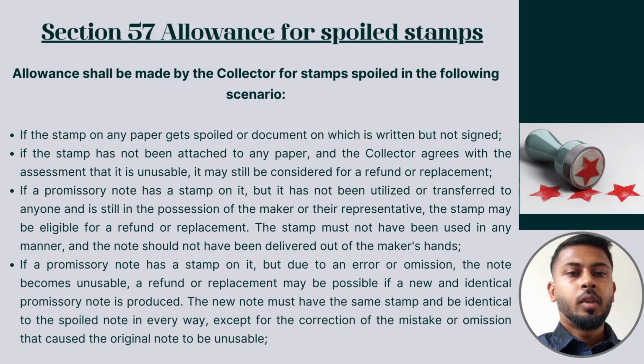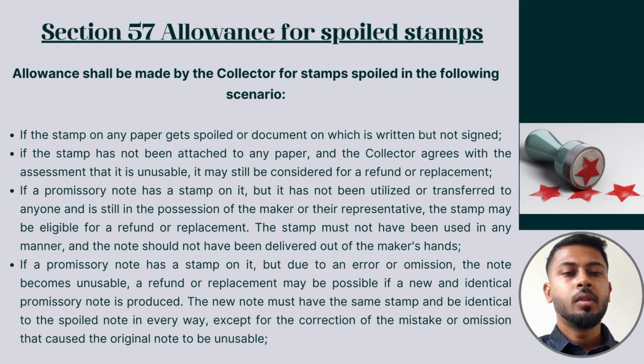In this slide, I would like to explain section 57, which is allowance for spoiled stamps, where it states how a person can apply for a refund of spoiled stamps under this section. For example, if the stamps on any paper get spoiled, or a document is written but not signed, or if the stamp has not been attached to any paper and the collector agrees with the assessment that it is unusable, it may still be considered for a refund or replacement.